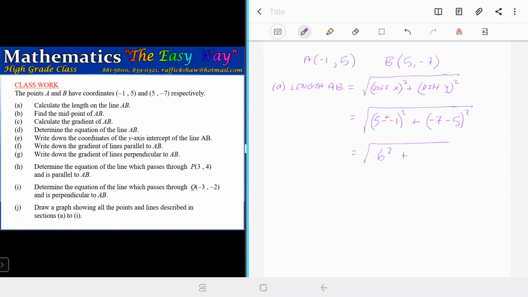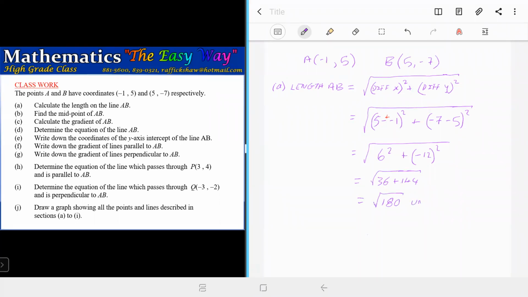the negative 7 minus 5, which is negative 12. Well, you're squaring the entire negative 12, so you have to put brackets around it. All right? So this becomes the square root of 36, and then the negative 12 squared is 144. So it becomes the square root of 180. And because the answer is not exact, I can leave that.